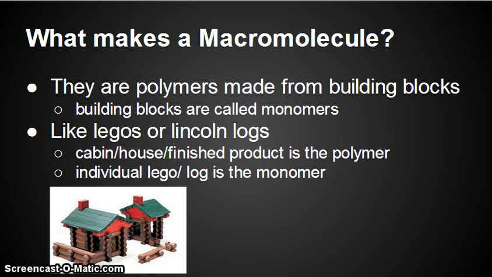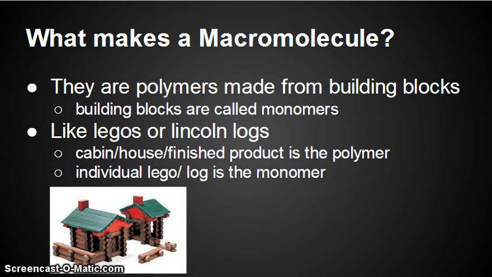Next, we're going to talk about what actually makes those macromolecules. Those macromolecules are very, very important. But what is a macromolecule? Well, a macromolecule is just simply a large molecule. Macro means large. So they're polymers made from building blocks. And those building blocks are called monomers. So poly means many, macro means large, and mono means one. So monomers make up polymers, and polymers are macromolecules.